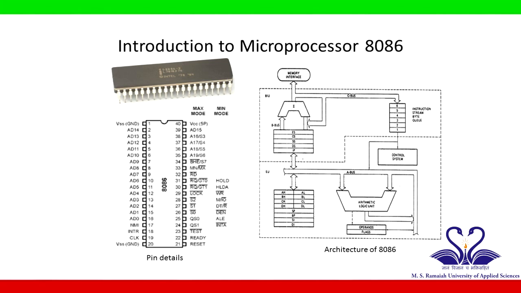8086 is designed to operate in two modes, minimum and maximum mode. It requires plus 5 volts power supply. It has 40-pin dual inline package.